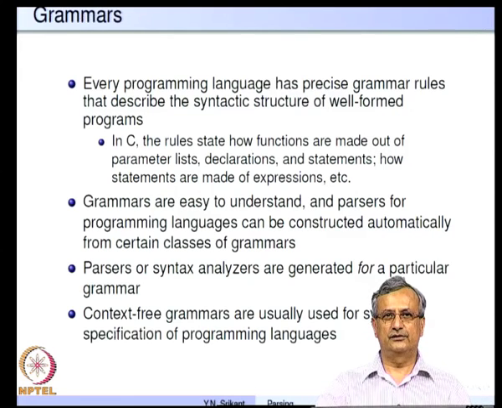The grammar rules for such a grammar state how functions are made out of parameter lists, declarations and statements, and in turn how statements are made up of expressions, and how expressions are made up of numbers, names, parentheses, etcetera. Grammars are very easy to understand, as we will see, and parsers for programming languages can be automatically constructed from grammar specifications of certain types of grammars. Not all grammars can be used for automatic construction of parsers, but certain types can be.